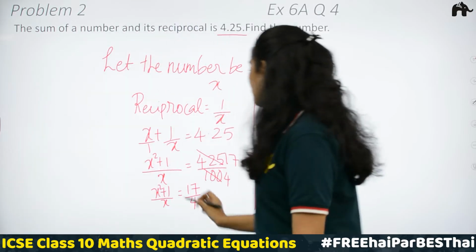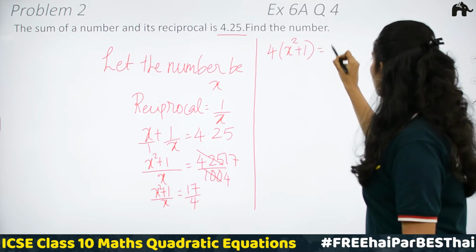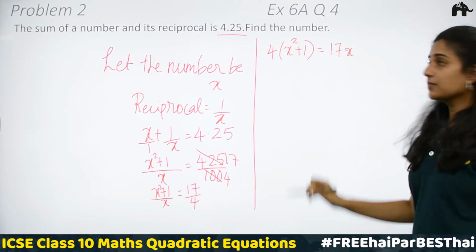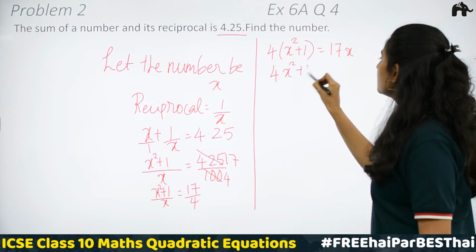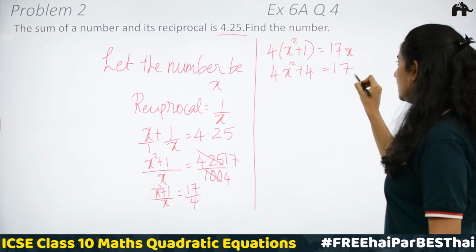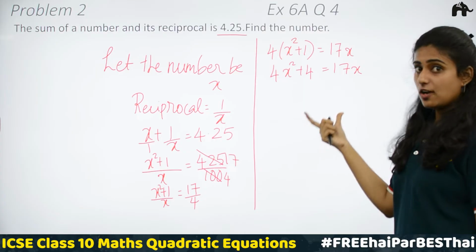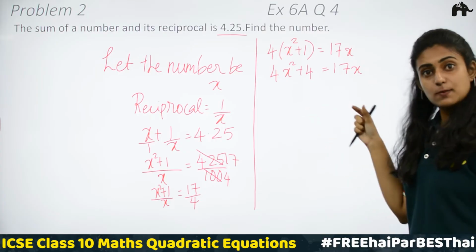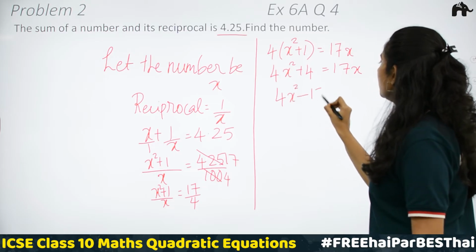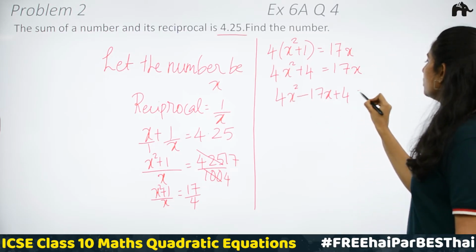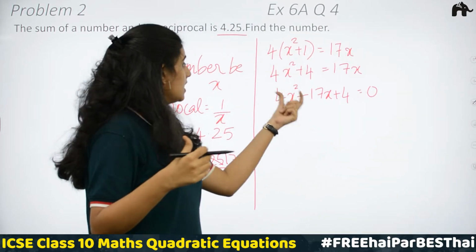Now cross multiplying, we get 4 into x square plus 1 is equal to 17 into x. Removing brackets and multiplying, 4x square plus 4 is equal to 17x. Bringing the 17x to the opposite side to get the standard form of quadratic equation, ax square plus bx plus c is equal to 0: 4x square minus 17x plus 4 is equal to 0. Plus 17x when taken to the opposite side becomes minus 17x.